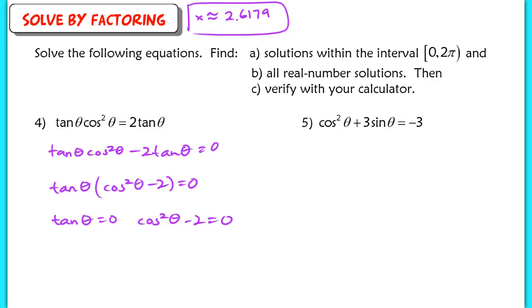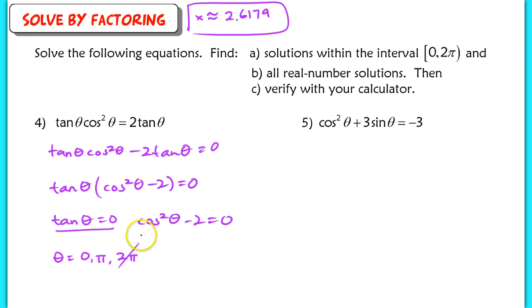So here on the left-hand side I have the tangent of theta equals 0, so that occurs when theta is 0, at pi, and at 2 pi. But remember, we're answering with respect to these conditions here. Part A says only solutions within the interval 0 to 2 pi, and 2 pi is not included, so I'm not going to use that 2 pi here.